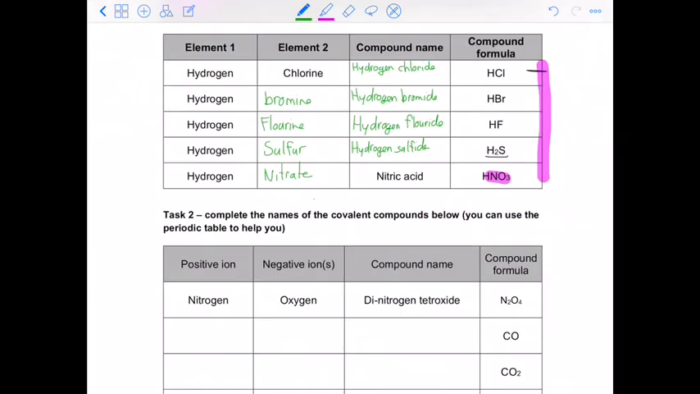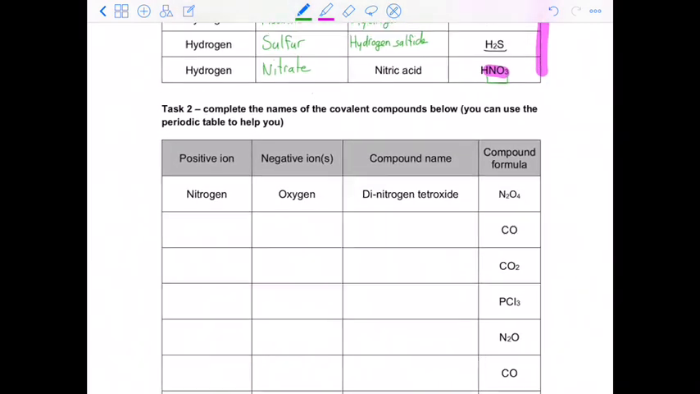Here are the correct answers for task 1. So you see HCl, hydrogen chloride, HBr, hydrogen bromide, so on and so forth. The NO3 is called the nitrate ion, which turns into the nitric acid. So pause the video, get those answers in, and we'll move on to task 2.